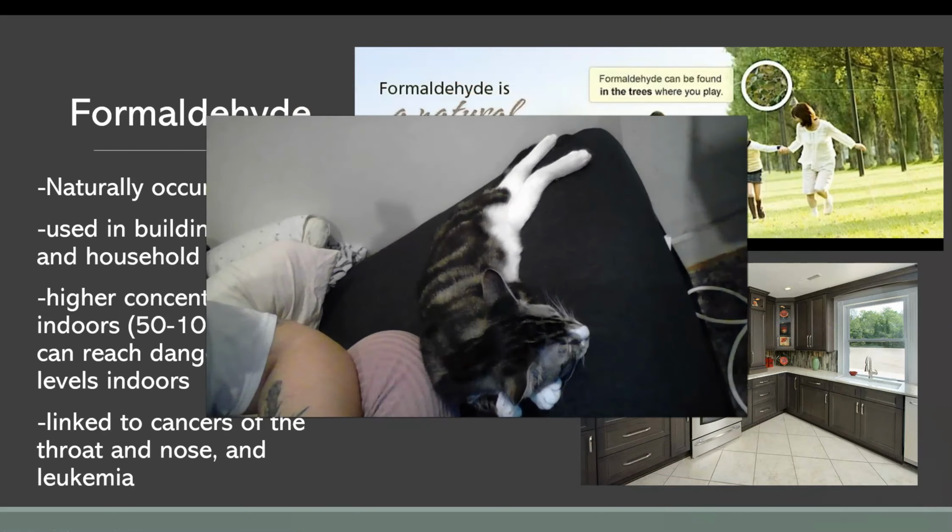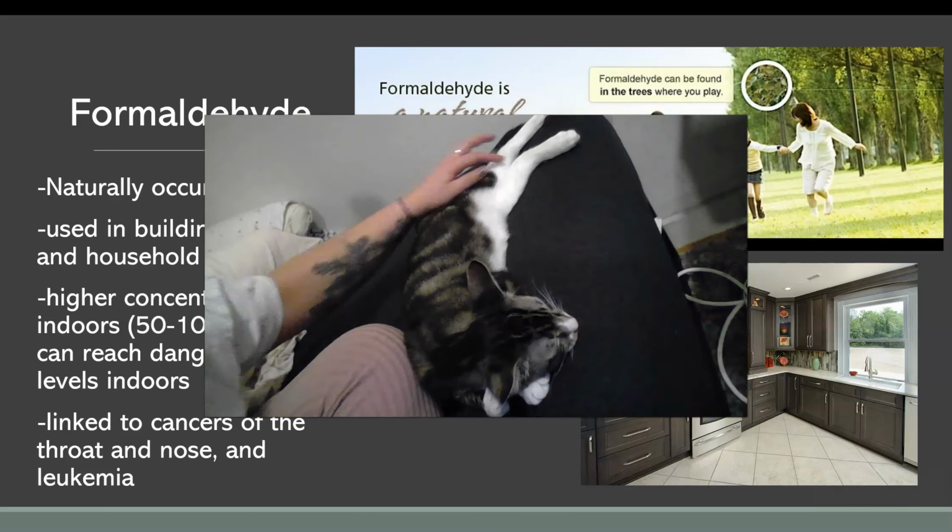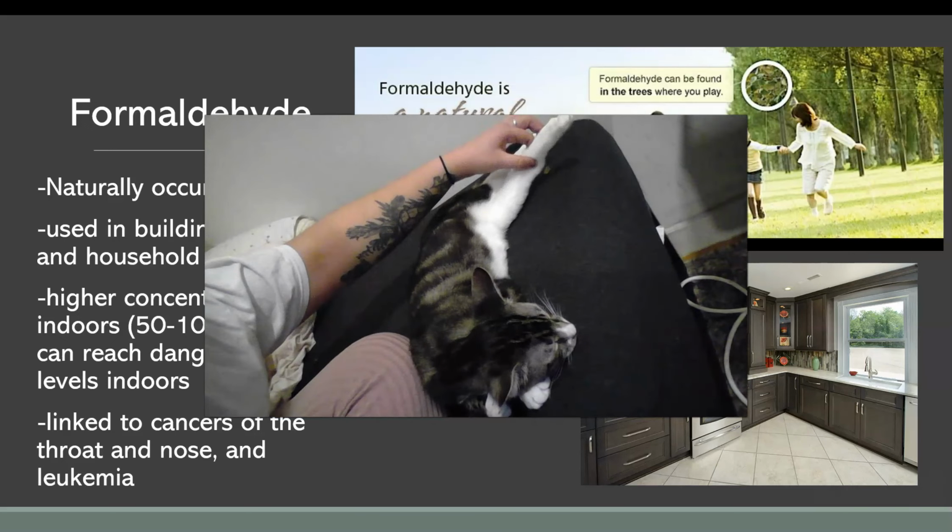Okay, I just wanted you guys to see how funny my cat looks right now. He's just lounging like this, and I think his legs are just the funniest thing ever.